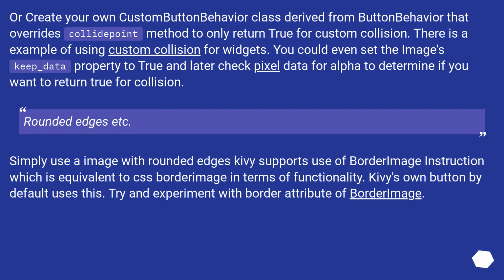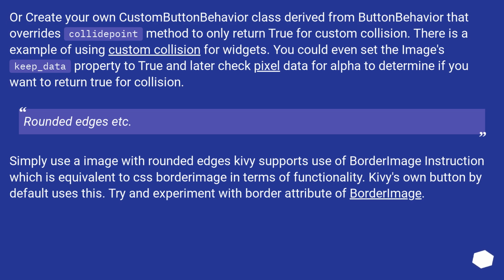Or create your own custom button behavior class derived from button behavior that overrides the collide_point method to only return true for custom collision. There is an example of using custom collision for widgets. You could even set the image's keep_data property to true and later check pixel data for alpha to determine if you want to return true for collision.